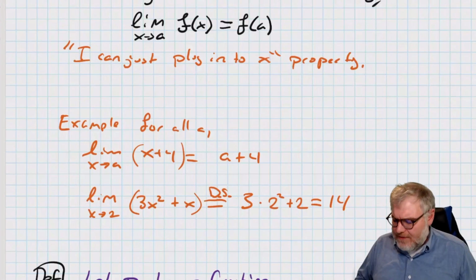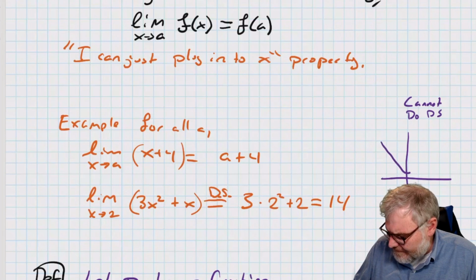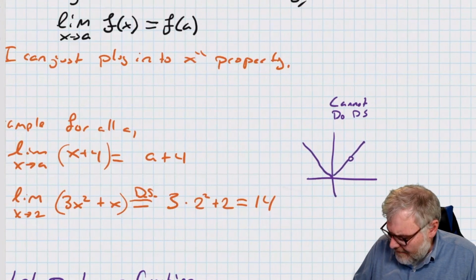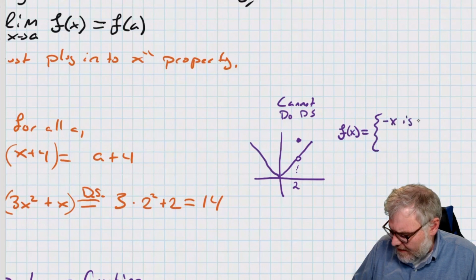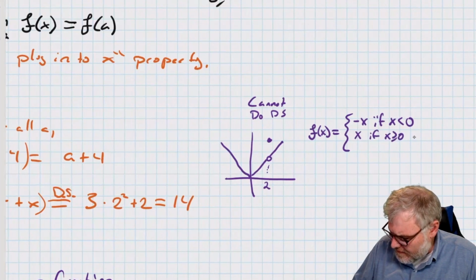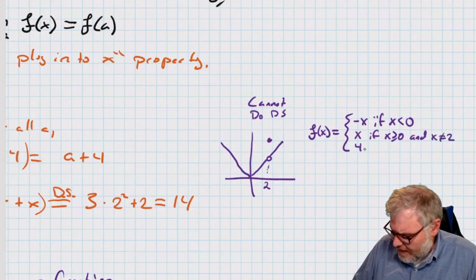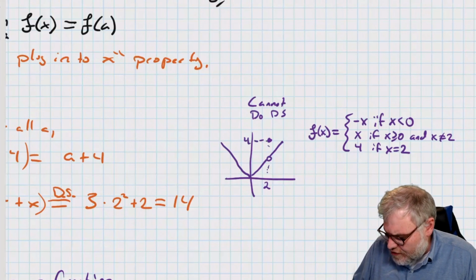And I mentioned this last time, and I gave you an example last time of one that can't. So this is the case where you cannot do direct substitution, on a function that looks something like this, right? Let's say I've got this function here, which is absolute value. So f of x equals negative x if x is less than 0, x if x is greater than or equal to 0 and x does not equal 2, and then 4 if x equals 2. Okay, so I have this weird function that's the absolute value, except at 2, where the value is 4.